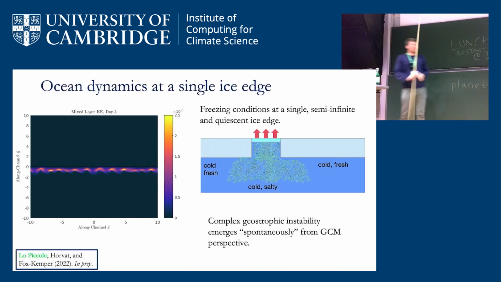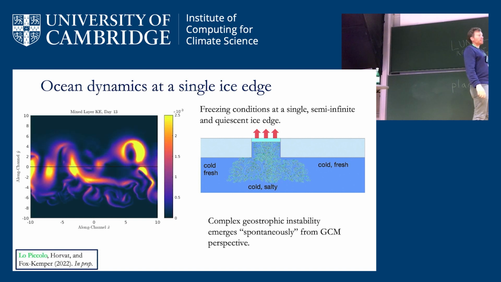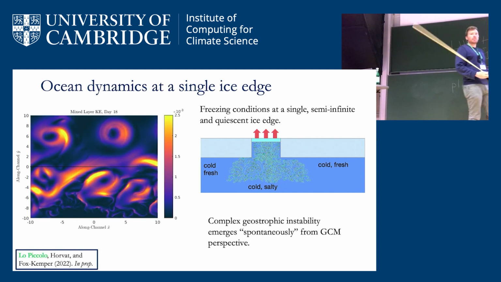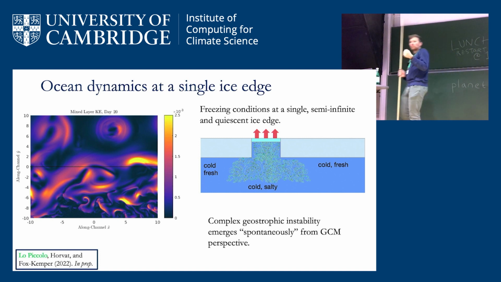And something Anah Piccolo has been looking at is how to characterize these dynamics with an eye towards parameterizing them in climate models. So this is, again, a similar simulation to what I showed you before, but now instead of heating from above, we're cooling it. So this edge of the sea ice is not moving. You're just freezing ice in place here. And these eddies are still generated, because now when you freeze ice, you input salt to the upper ocean because it's rejected from the freezing ice, and that gives rise to the same sort of geostrophic instability and mixing.